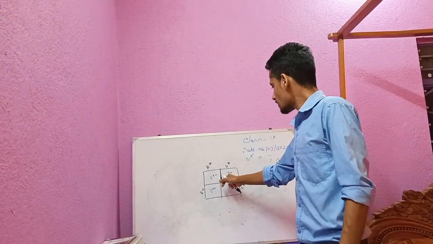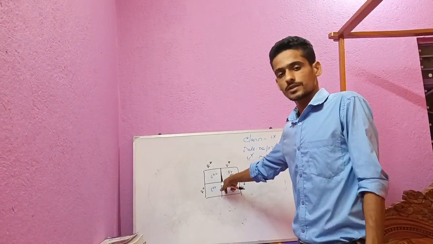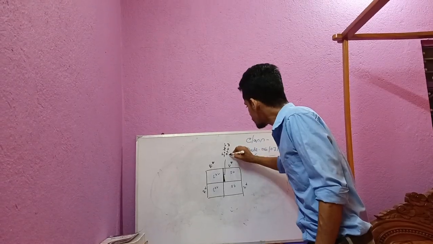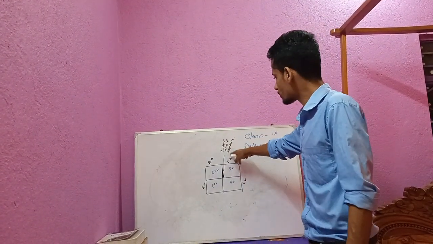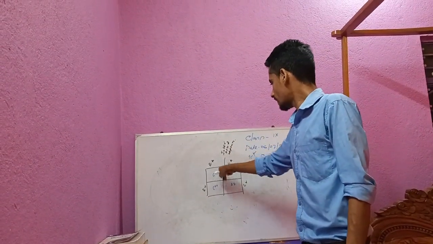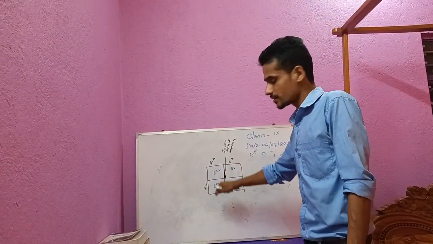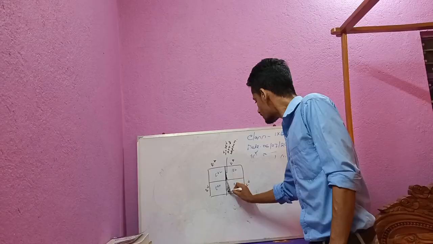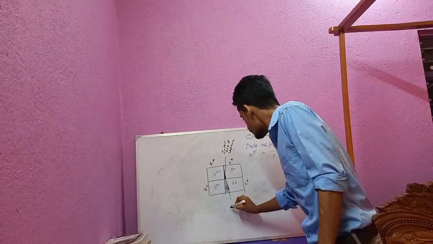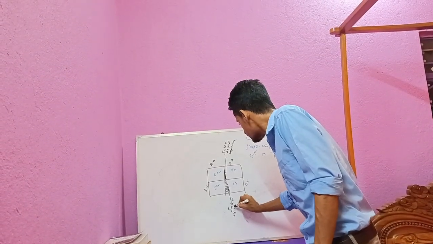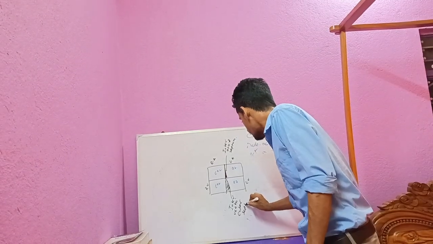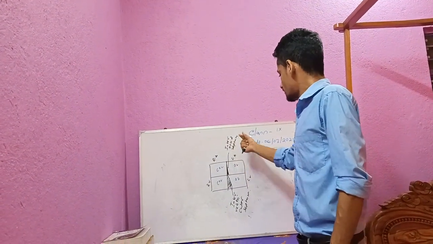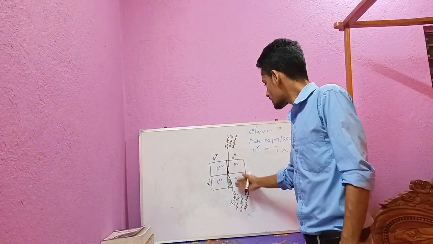Septum means wall. This wall separates deoxygenated blood from oxygenated blood. This septum is called the interatrial septum. Due to the presence of this interatrial septum, deoxygenated blood cannot mix with oxygenated blood. And in the ventricle, there is also a septum present. This is called the interventricular septum. We can see that the interatrial septum is thinner than the interventricular septum.